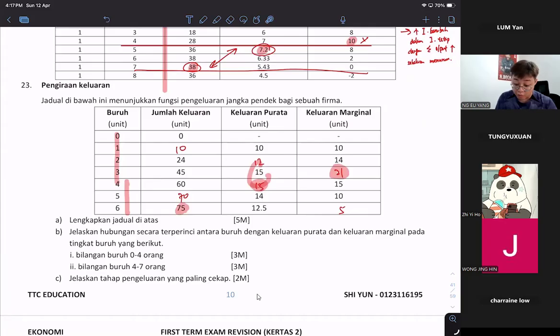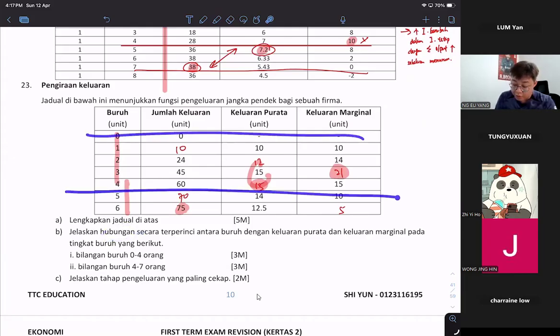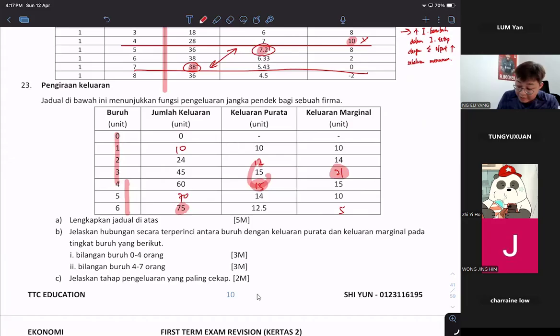So what do we have to huraikan for this kind of tafsiran? So which means 0 to 4. I circle for you guys. So this is the first maximum, guys. Use your pen right now. This is your first huraian. So this is your second huraian. So that's why this is your 3 marks here. Okay, so what is 3 marks?